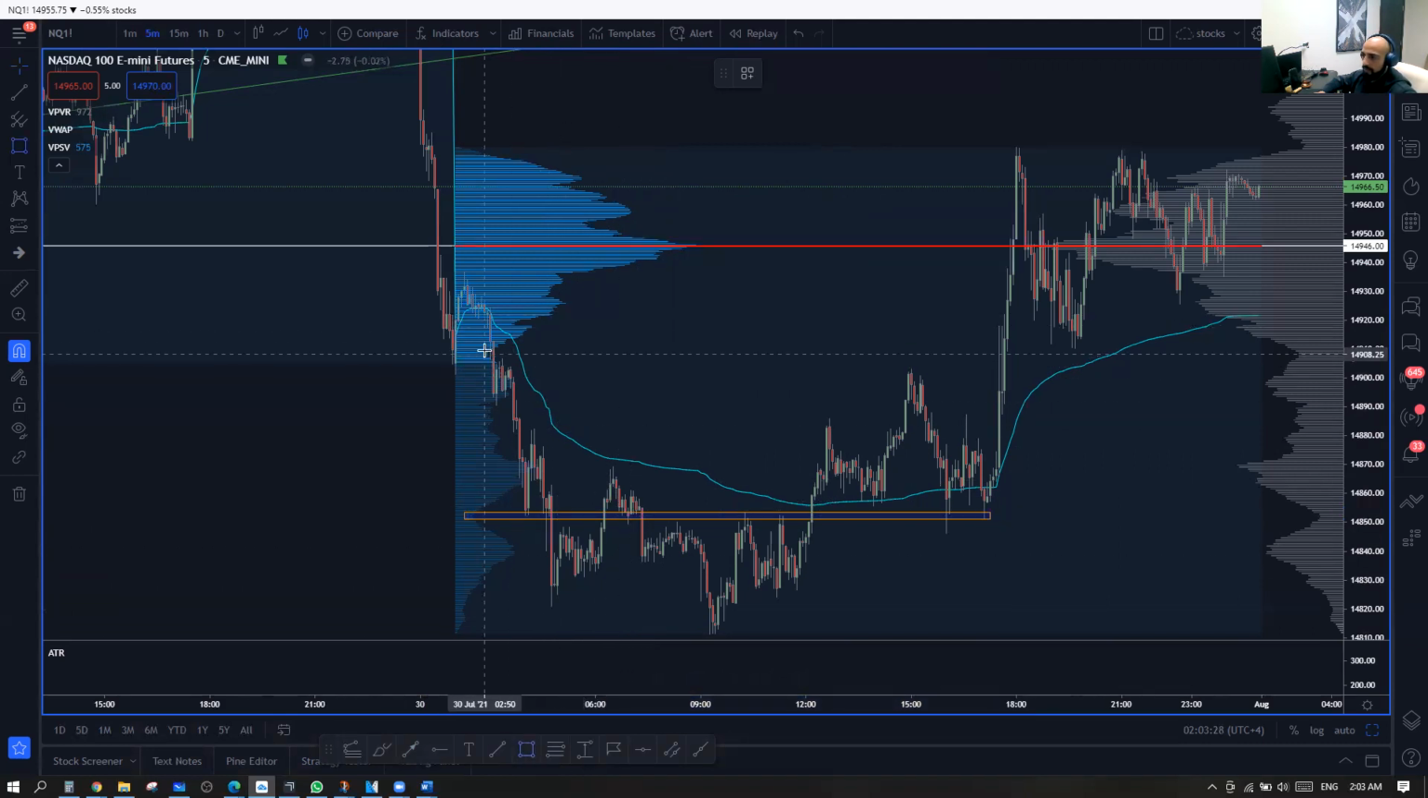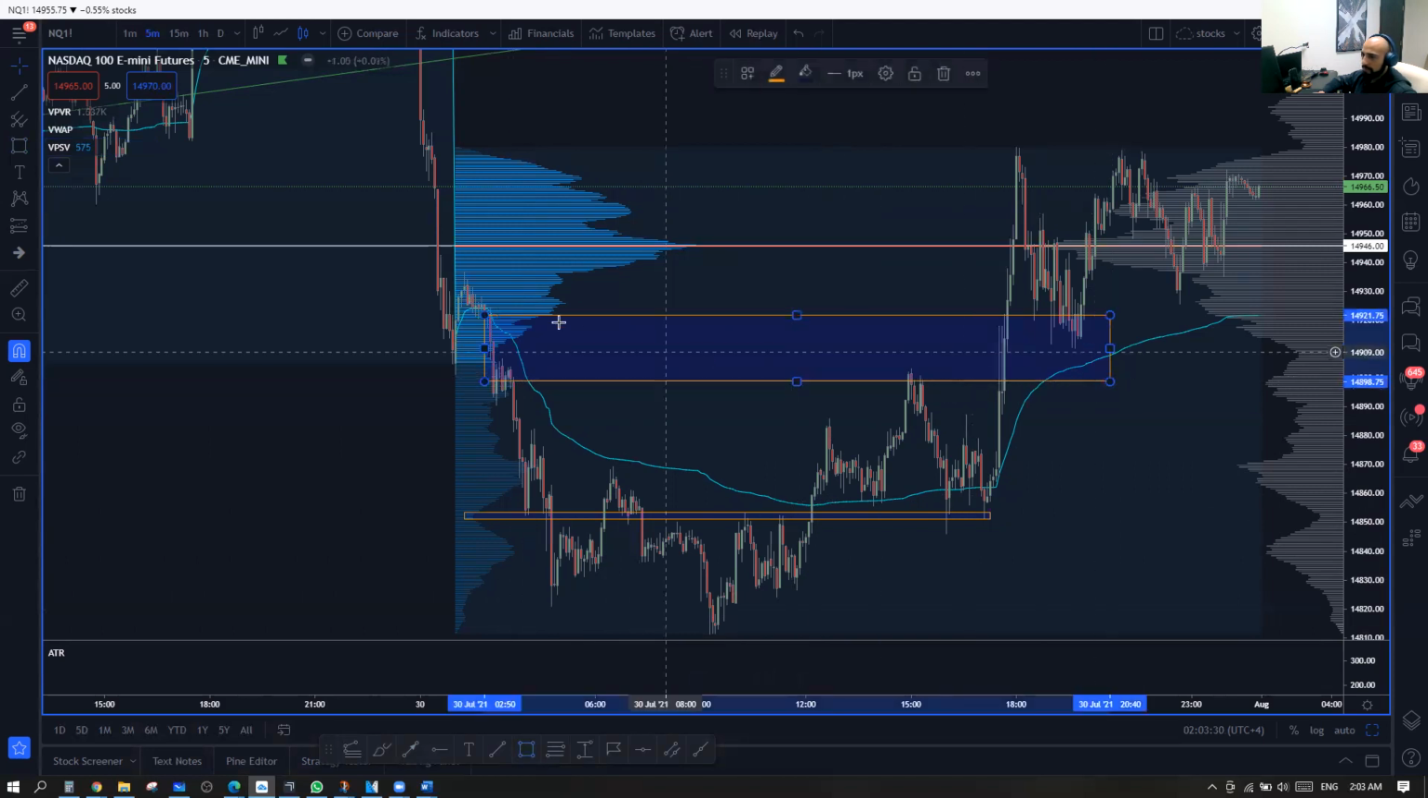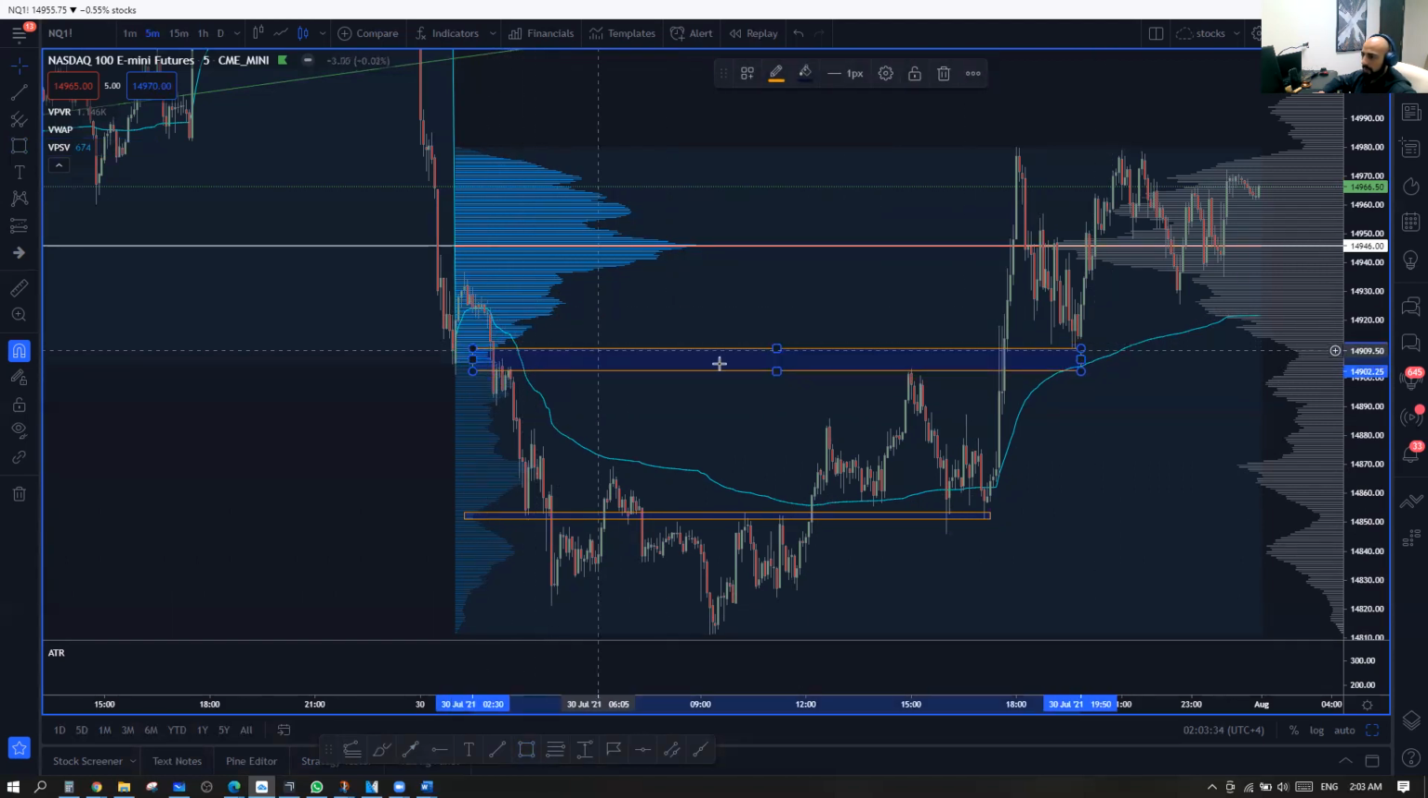Another LVN here. It's a small one. As you can see, rejection, the market came, another rejection, the market came, cut through, did not stay at this price, and continued and showed another strong rejection at this volume profile.